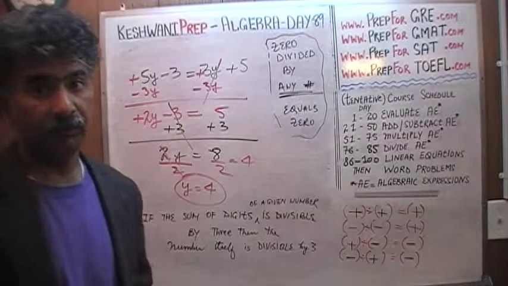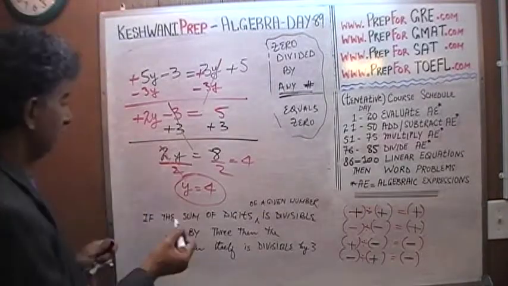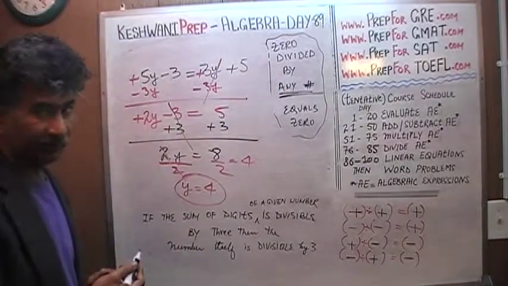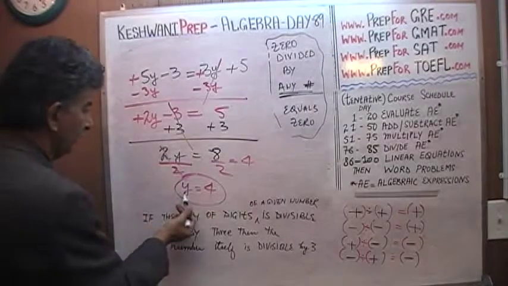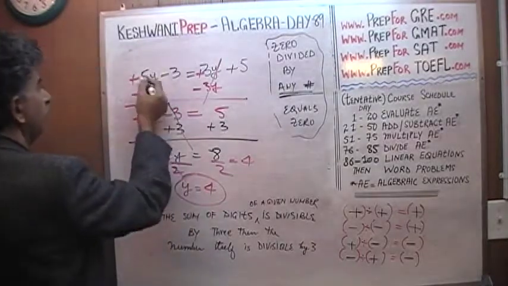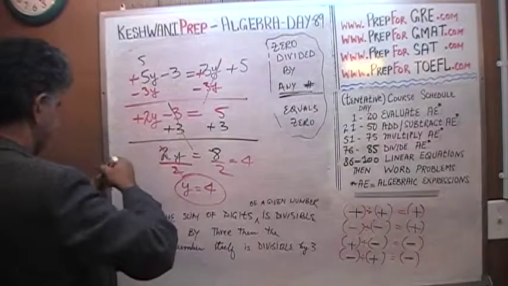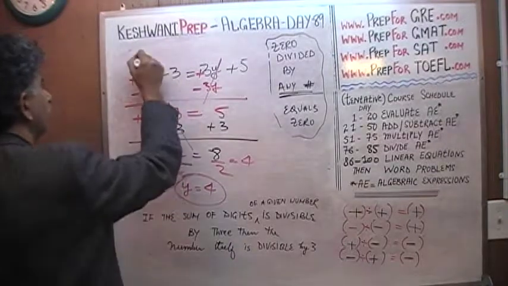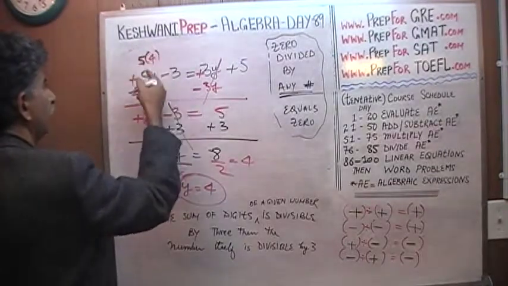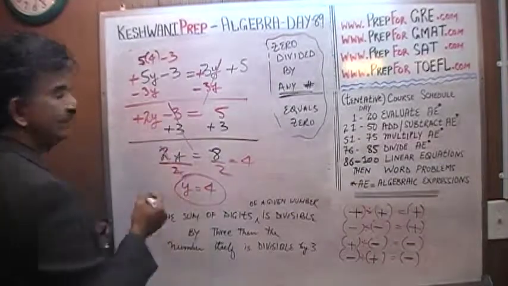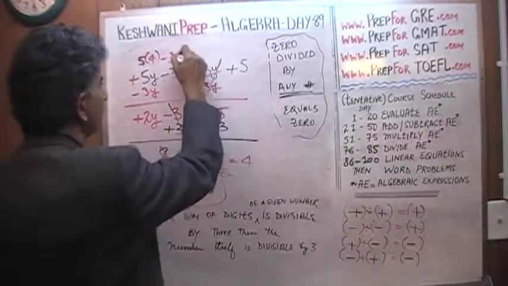We need to verify, make sure our answer is correct. Let's put it in. Always take the time to verify. It only takes a few seconds. Don't be lazy. Y equals 4. Put it in here. 5 times 4, which is 20, minus the 3 is 17. We better get 17 on this side.